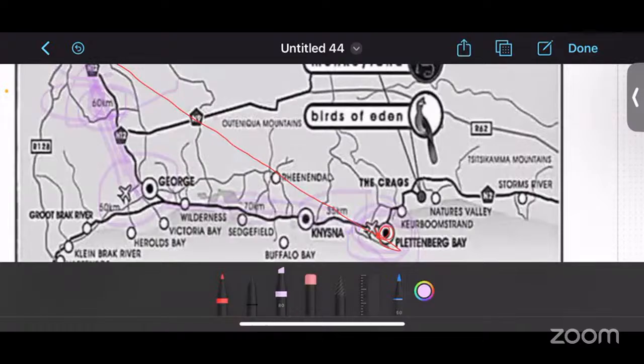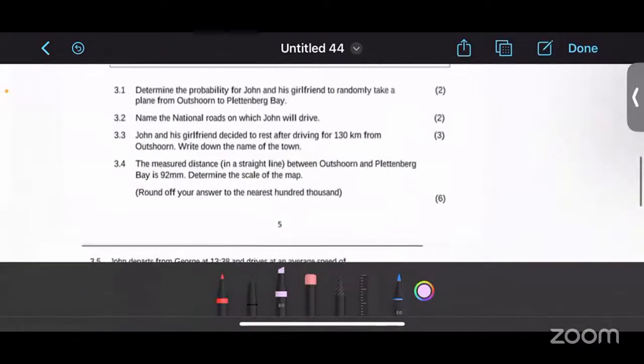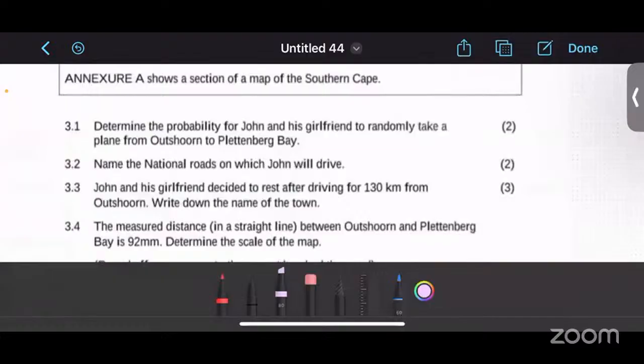So the chance is going to be 0/2. No, wait, what did they ask? The probability, there's no probability. Probability is 0. They cannot randomly take the plane because it's nowhere close to them. It's like 60 kilometers away from them. So they will have to plan it, right? They cannot randomly take it. If they want to fly, they will have to think about it, right? Is that clear to everyone? Yes, ma'am. Okay.